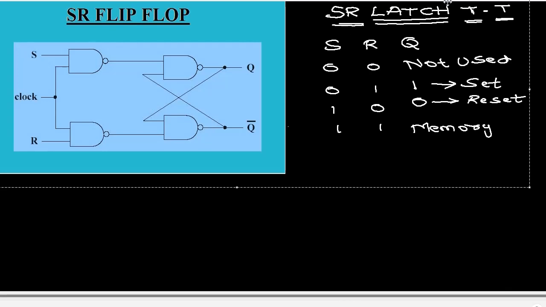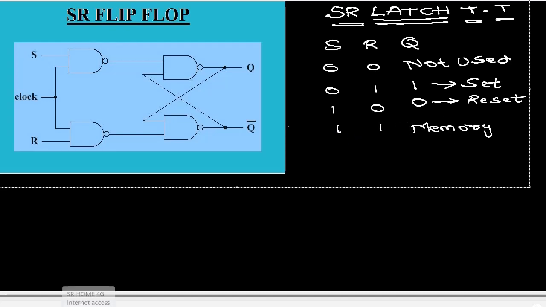Before going to SR flip-flop, we are recalling the SR latch truth table. Now see, this is the SR latch truth table. It contains the input values S and R, and the output Q. When S equal to 0, R equal to 0, the state is called the not used state. When S equal to 0, R equal to 1, that is the set state. When S is 1, R is 0, that is the reset state. When S is 1, R is 1, that state is the memory state.